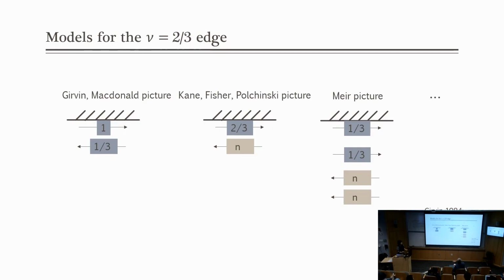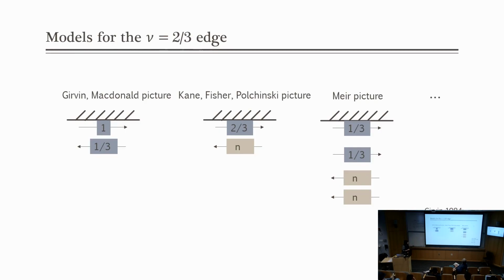So over the years, there have been a lot of theoretical models for the nu equals 2/3 edge, including the very early Girvin-MacDonald picture. For nu equals 2/3, you have a downstream mode carrying one quantum of conductance, and then you have another upstream mode that carries 1/3 of it.